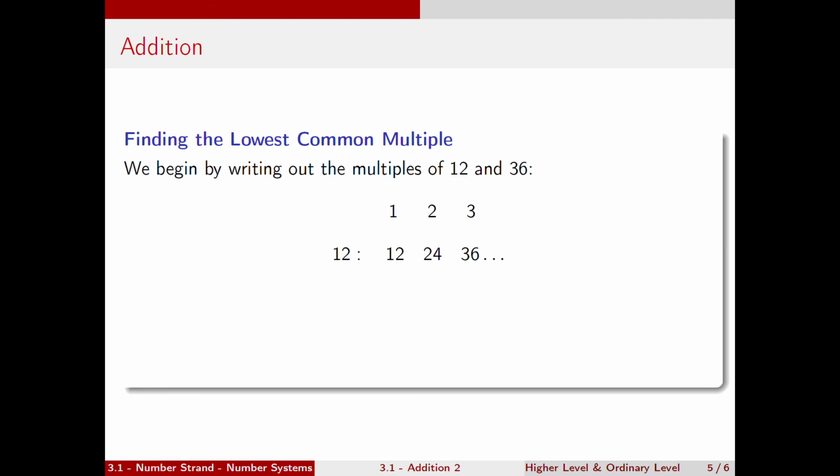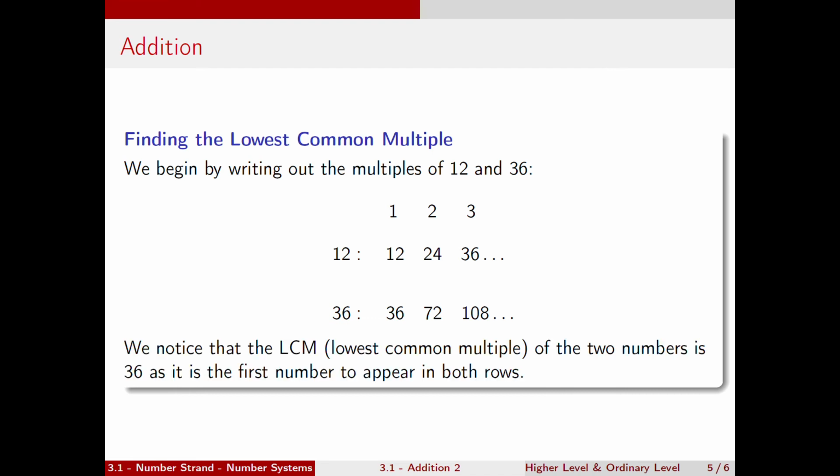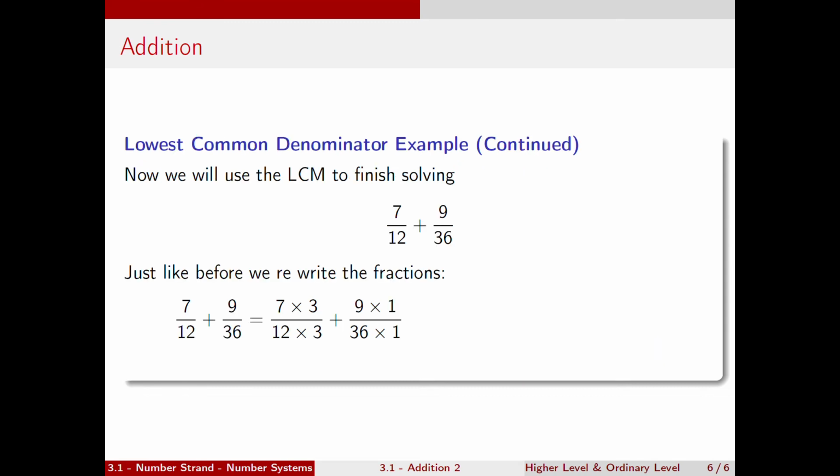We can see here 12 times 1 is 12, 12 times 2 is 24, and 12 times 3 is 36. On the next line, 36 times 1 is 36, 36 times 2 is 72, 36 times 3 is 108. And we can see here that 36 is the lowest number that is common to both of these rows. We can see 36 appears as 3 times 12 and it appears as 36 times 1. So this is going to be our lowest common multiple. So we'll go back to looking at solving this, 7 over 12 plus 9 over 36.